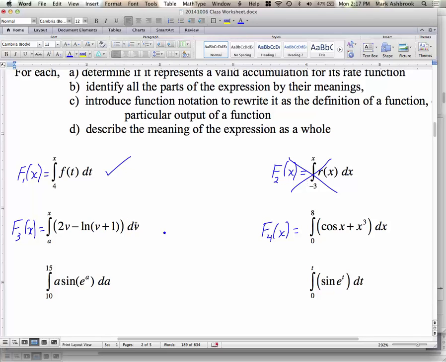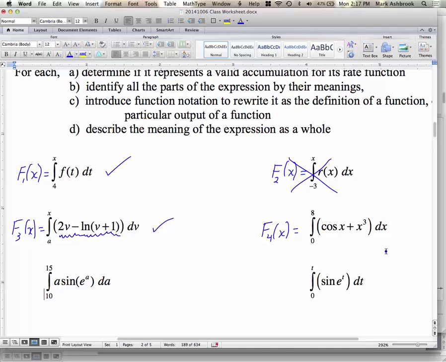Is it cool? Yeah. It's good. Everything's good. Starts at A, goes to x. What is 2v minus ln of v plus 1? What does that represent? 2v minus ln of v plus 1. This is a rate of change function. That's a rate of change function. Okay, how about F4?